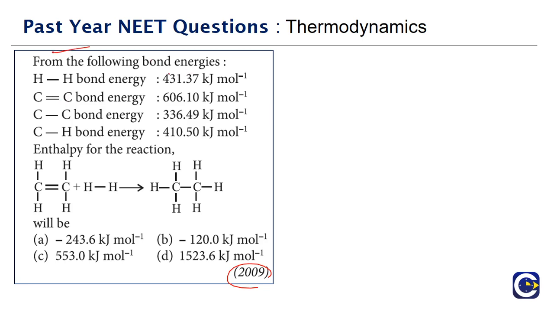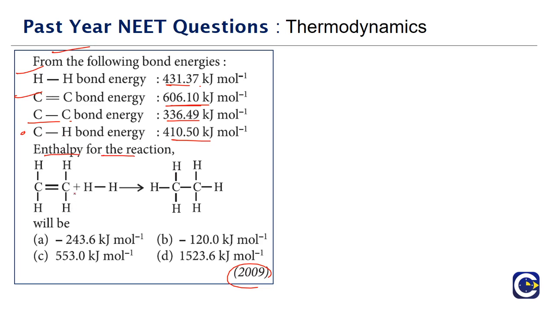From the following bond energies, hydrogen single bond energy is given as 431.37 kilojoule per mole. Carbon double bond is 606.10 kilojoule per mole. Carbon single bond is 336.49 kilojoule per mole. We can see that double bond energy will be higher than single bond. This is something that we will be learning in chemical bonding and all these topics. Then carbon hydrogen single bond, the bond energy is 410.50 kilojoule per mole.